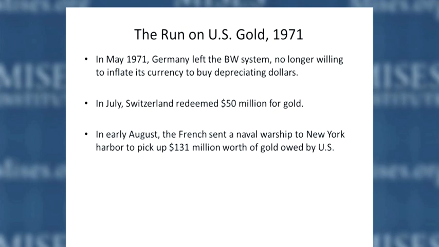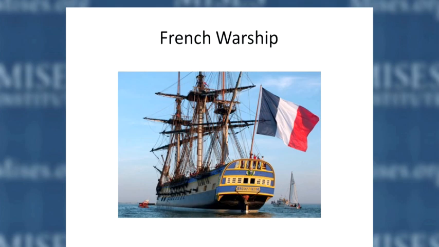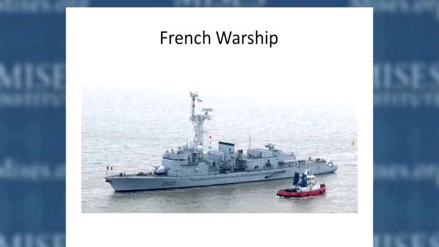They weren't willing to keep accepting these depreciating dollars and inflating on top of them. Switzerland redeemed $50 million in gold in July, and France sent an actual naval ship to New York Harbor to pick up $131 million worth of gold that was owed by the U.S. Of course, they didn't really want any sort of accident where a U.S. Coast Guard cutter might bump the ship and sink it, if they sent a commercial ship. That's why they sent a warship. That's how trusted the U.S. was at that point. Okay, and this is the French ship. So they weren't fooling around.